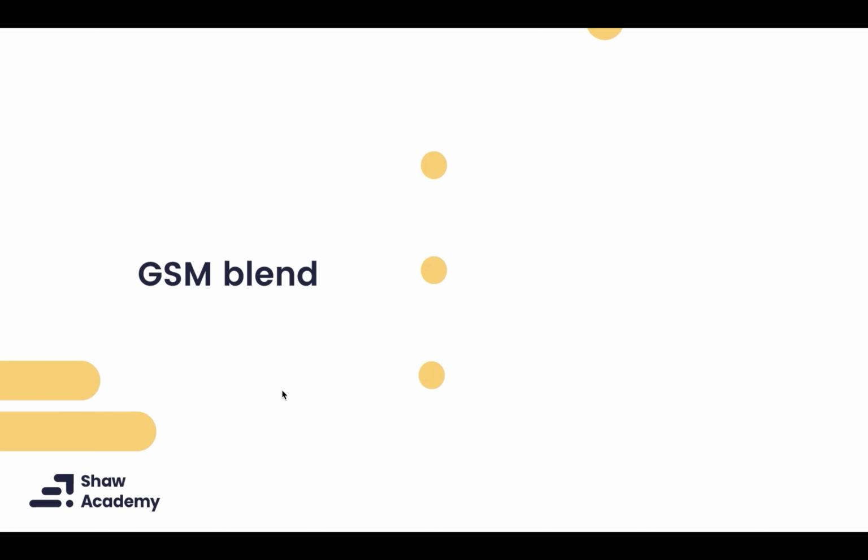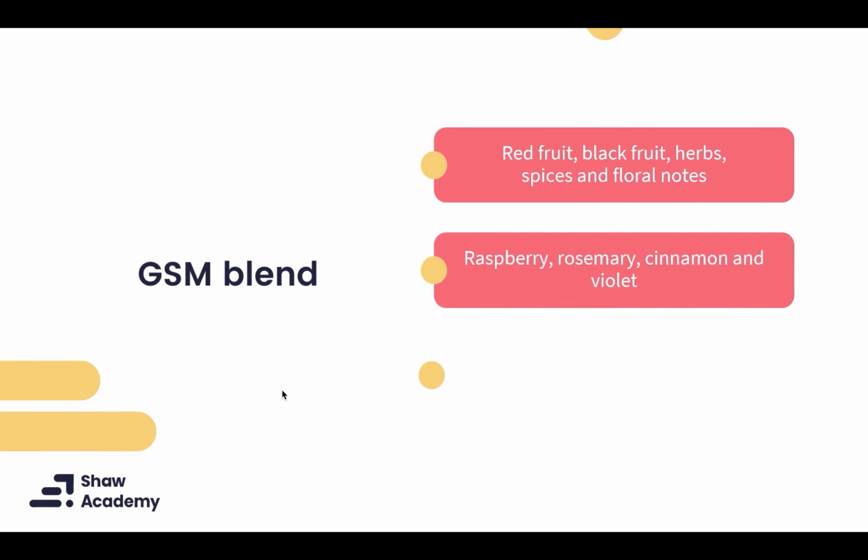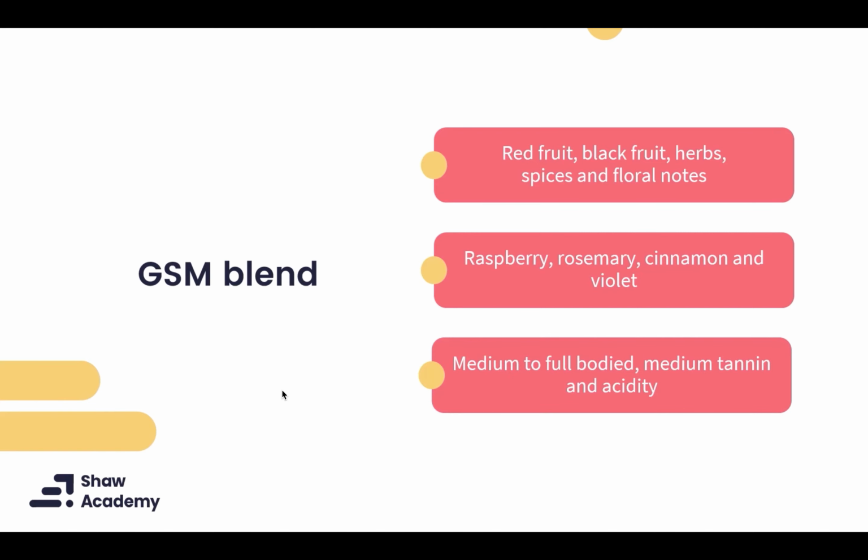The GSM blend has a primary flavor and aroma profile of red fruit, black fruit, herbs, spices, and some floral notes. Expect characteristics of raspberry and blackberry, rosemary, cinnamon, black pepper, and hints of lavender and violet. These wines are normally medium to full-bodied, have a medium tannin structure and a medium acidity.